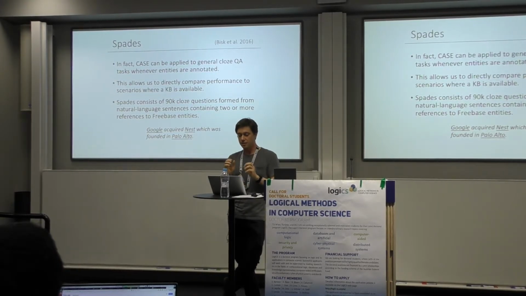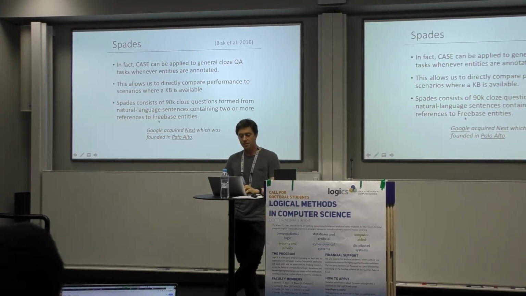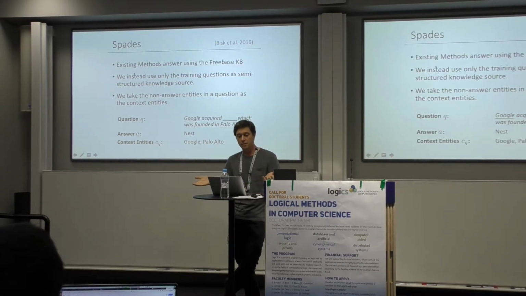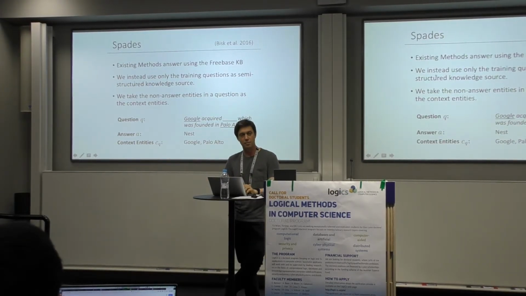So SPADES is closed questions formed from natural language sentences, I believe from ClueWeb. And those sentences have been annotated with 2 or more Freebase entities. So for example, Google acquired Nest, which was founded in Palo Alto, and the underlined words are linked to Freebase entities. The existing method for this uses the Freebase knowledge base, but we just took the 90,000 training questions and used those as the only source of knowledge in this semi-structured way.